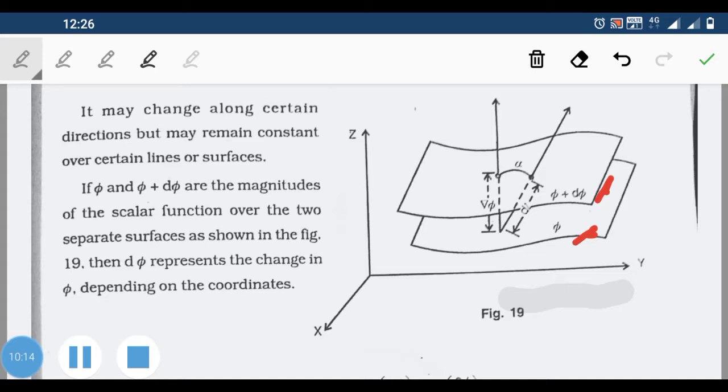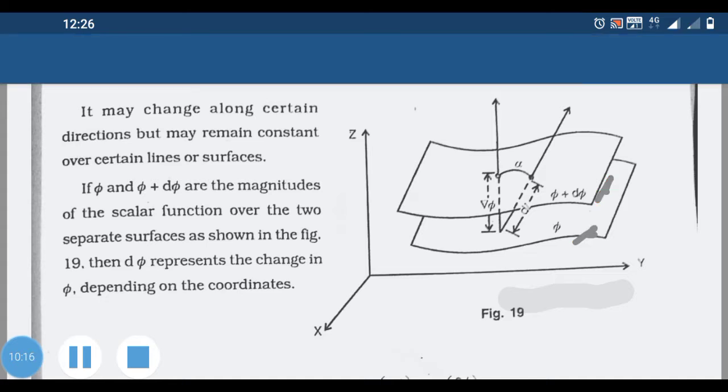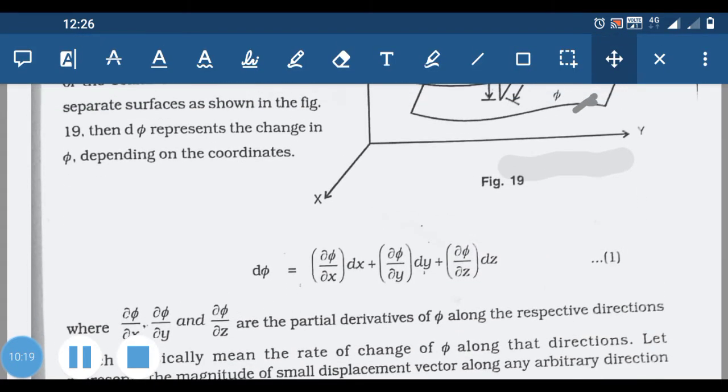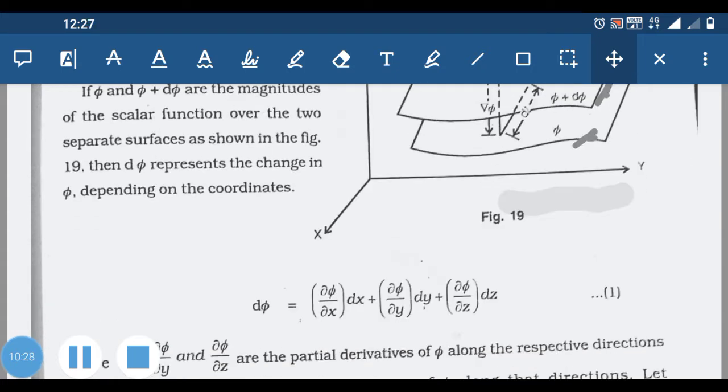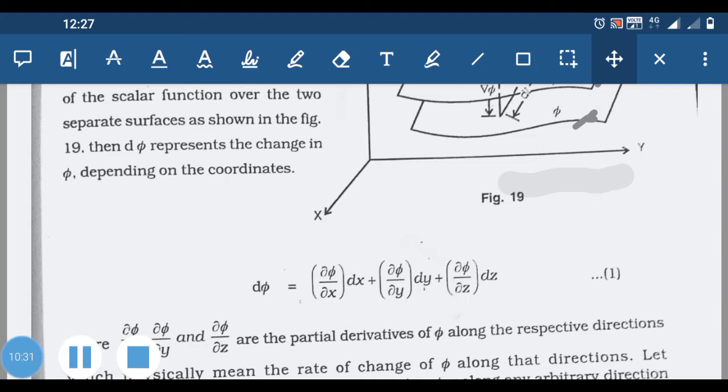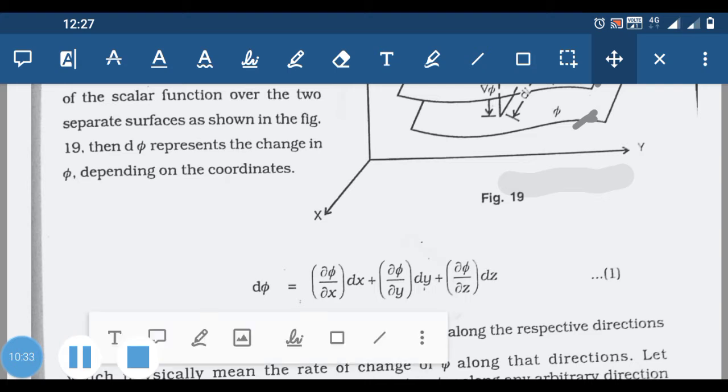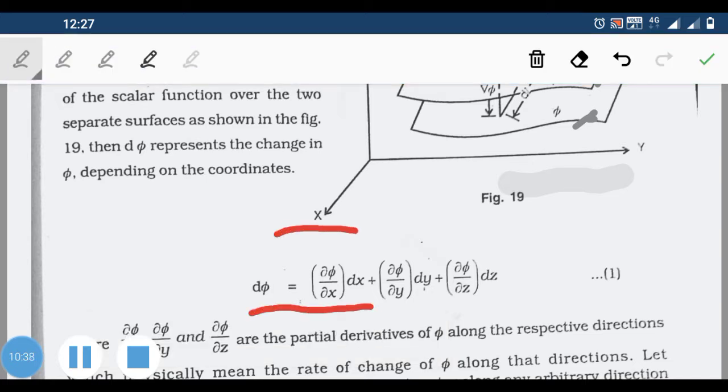Then d phi represents the change in phi depending upon the coordinate. Okay, then d phi is defined as, you can now see this r is a function of x, y, z. So here the total derivative of phi, d phi, is equal to dou phi by dou x into dx plus dou phi by dou y into dy plus dou phi by dou z into dz. That is the total derivative of that function.